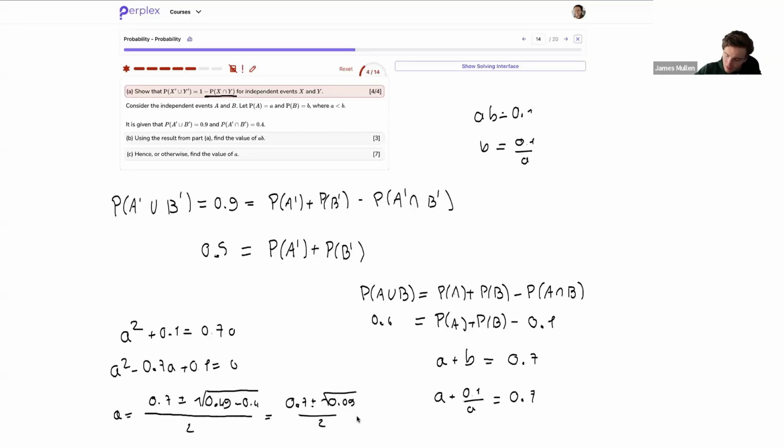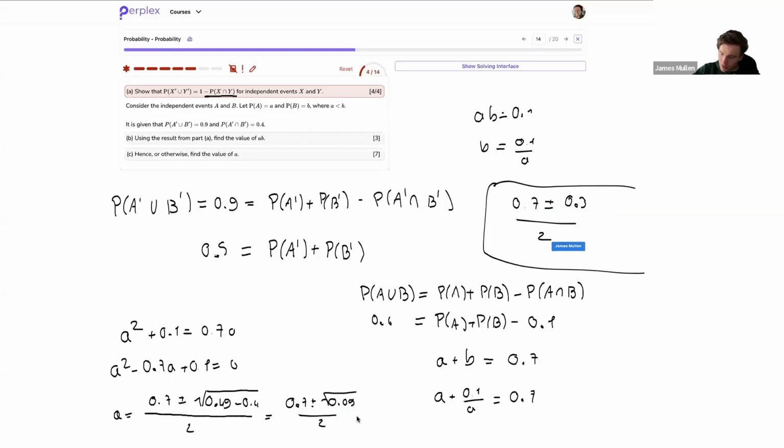I need to make more room again now. Let me go over here, actually, there's a bit of space here. That's 0.7 plus or minus 0.3 over 2, which gives me either 1 over 2, so 0.5, or 0.4 over 2, which is 0.2. Now, because A is less than B, I know that A has to be less than half, because if A was half and B is bigger than a half, then they would add up to something bigger than 1.